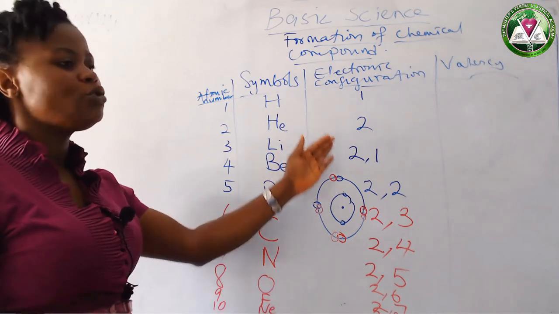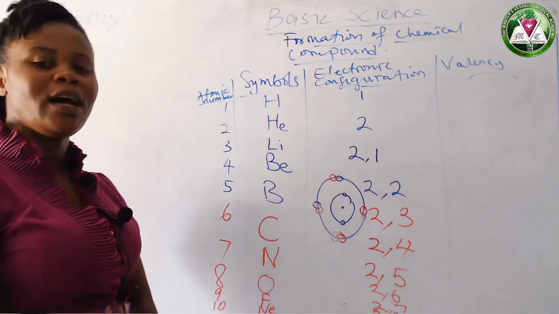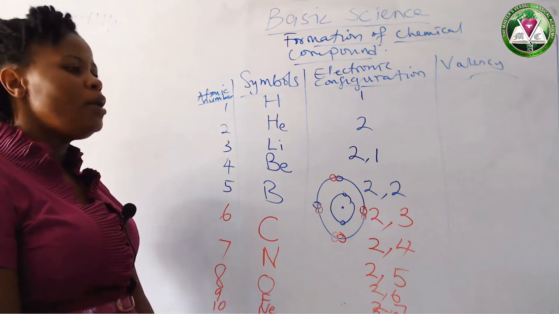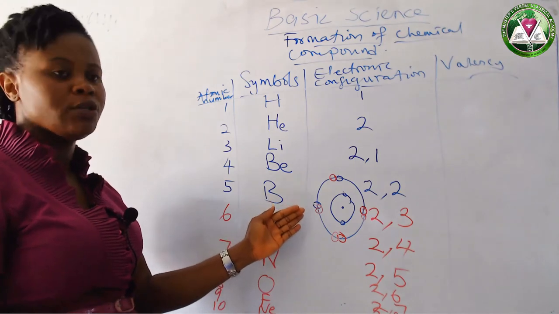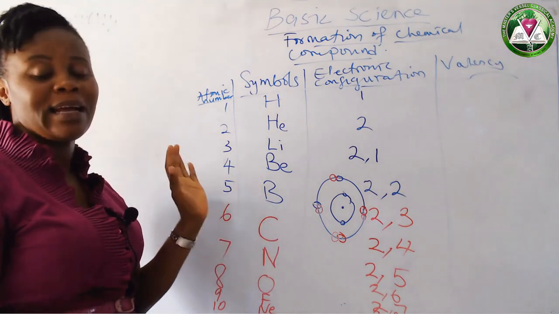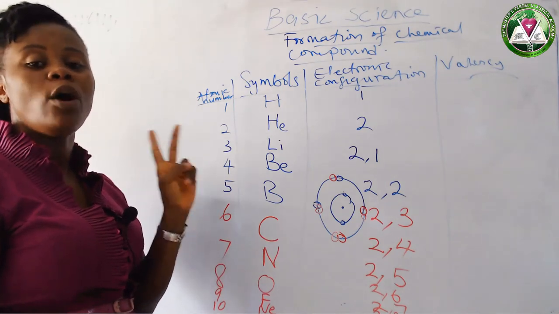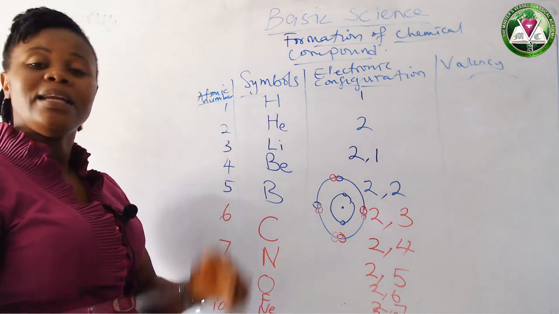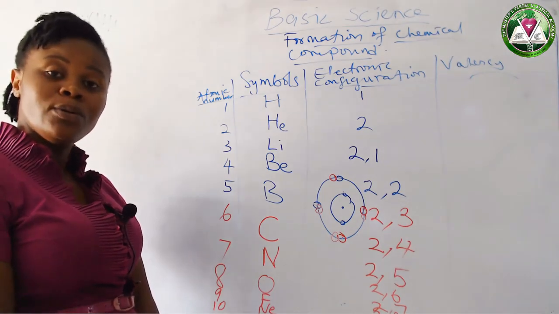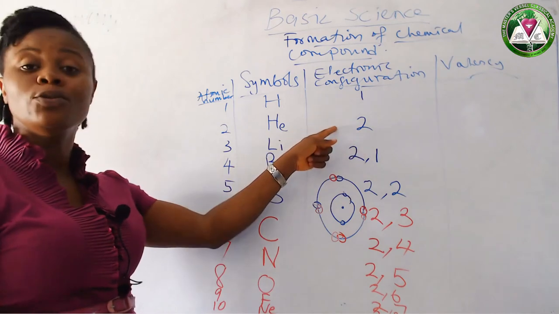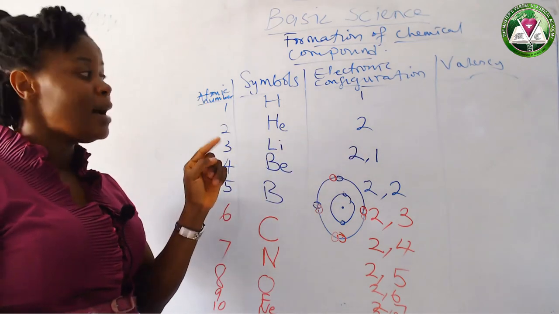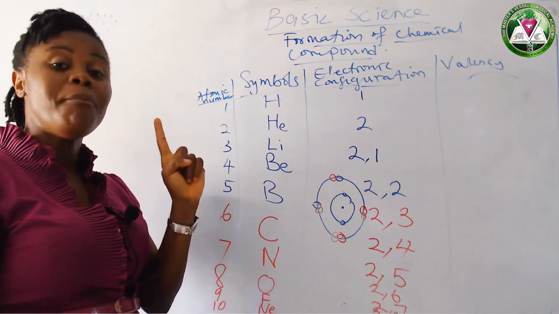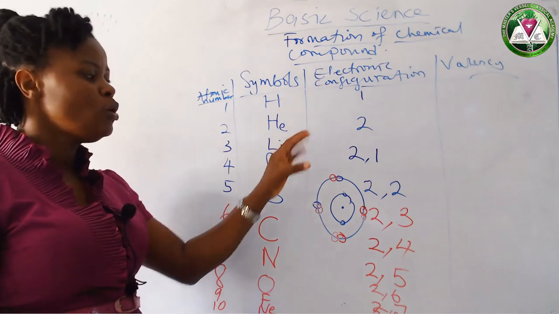Okay, now from this electronic configuration, I said we can as well get the valency of each element. How do we do that? Now, when we look at these elements and their atomic structures, you notice that the first shell, like I said before, will only take maximum of 2 electrons. So in hydrogen, it has just 1. And it needs how many more electrons for it to be 2? What would you add to this 1 to make it 2? Notice you add 1. That means hydrogen needs 1 more electron. Hydrogen needs 1 more electron for it to be complete.